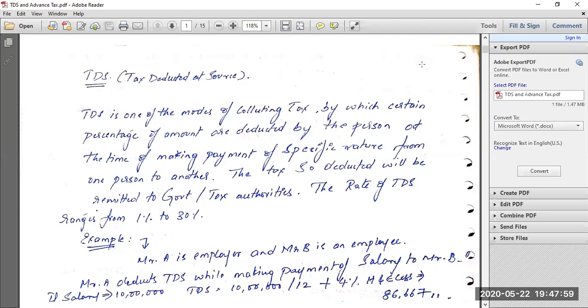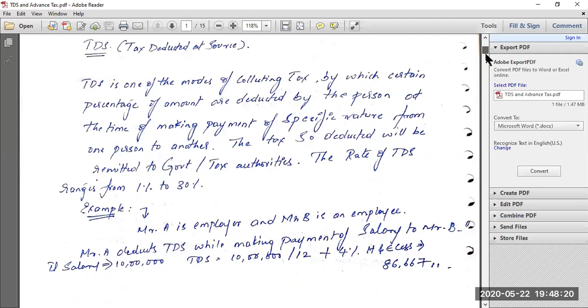So that means out of this 10 lakh, whenever Mr. A is making payment to Mr. B as a salary, this entire 10 lakh rupees will not be received by Mr. B. Out of this 10 lakh, 86,667 rupees will be deducted in the form of TDS, and only the balance amount of 9,13,333 would be received by Mr. B. This is how TDS will work. That is why it is called tax deducted at source.